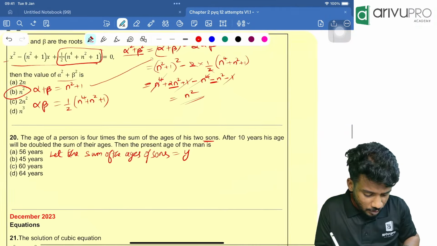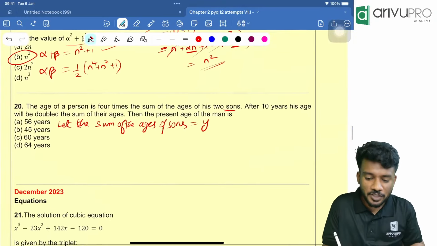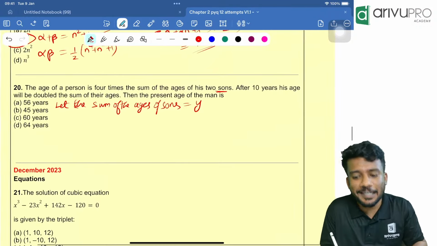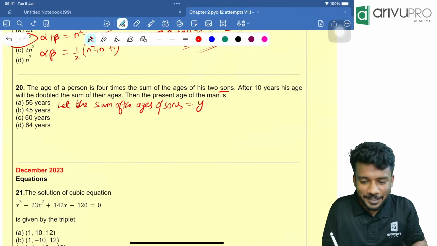19 is C here? No. Check again. C is not the answer. N square is the answer. Yes. Check again. Just about calculation, nothing else.